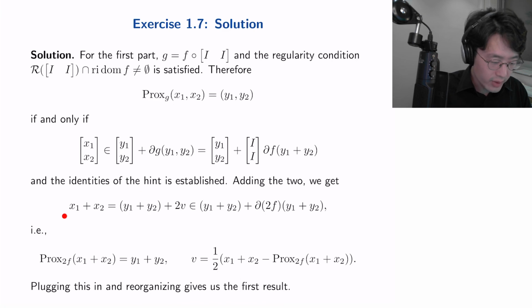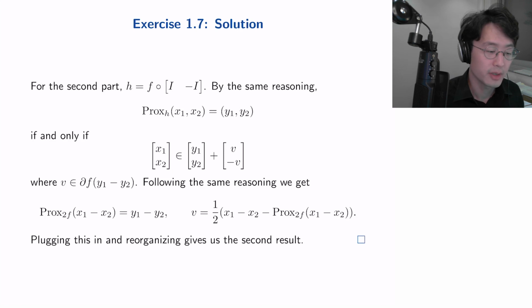So if we examine the left-hand side and the right-hand side, this is an inclusion defining an evaluation of the proximal operator. In particular, this inclusion tells us that y1 plus y2 is the output of the prox of 2 times f evaluated at x1 plus x2. And then plugging this evaluation into here, and solving for v, we get that v is 1/2 times this formula. So plugging this v into here and then reorganizing gives us the desired first result.